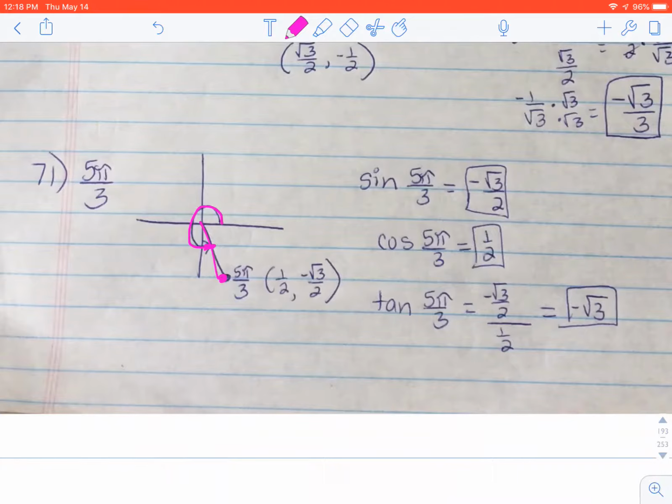So your sine of 5 pi over 3 is negative square root 3 over 2. Your cosine of 5 pi over 3 is 1/2. Your tangent of 5 pi over 3 is negative square root 3 over 2 over 1/2. When you simplify that, those 2's cancel. You end up with negative square root 3.